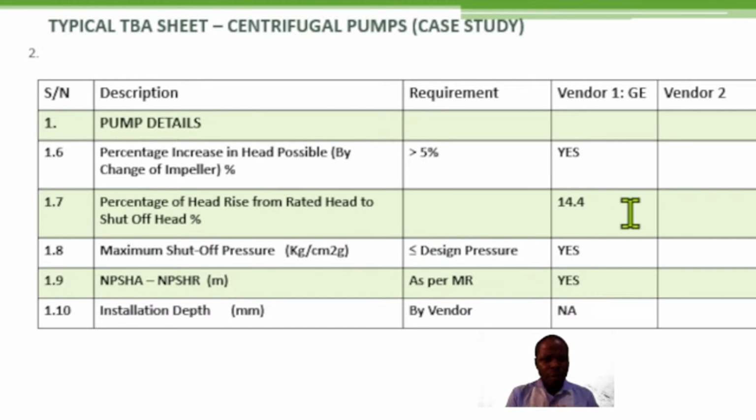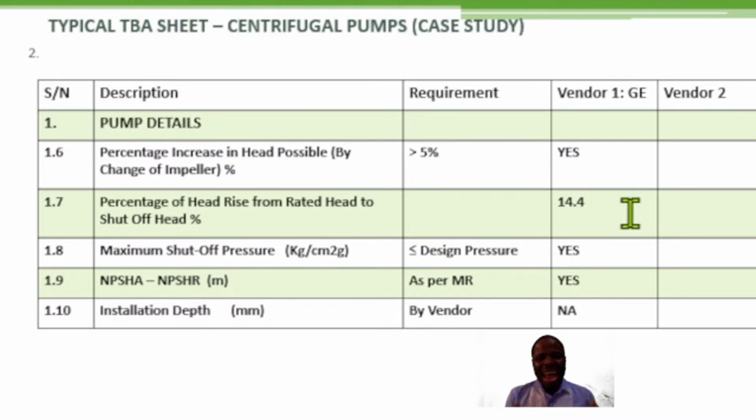So, for the purpose of this session, when you are carrying out technical bid analysis, you have to check the margin of your NPSHA and the NPSHR. Don't forget, your NPSHA is your own system characteristics, and that value, you must have submitted to the respective vendors in order for them to determine their own NPSHR, because NPSHR is the pump characteristics. So you check the margin, right?